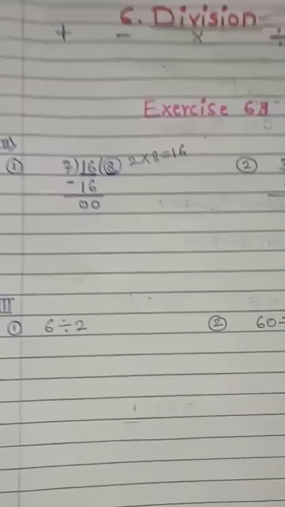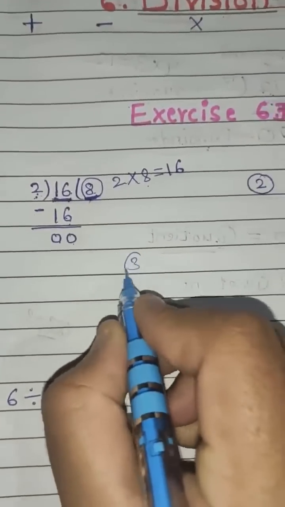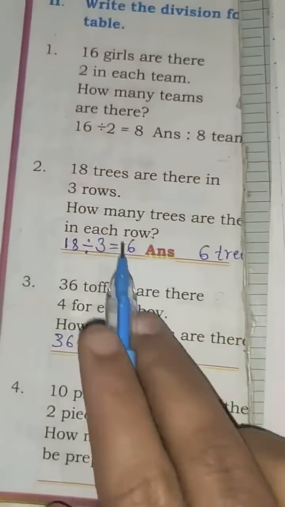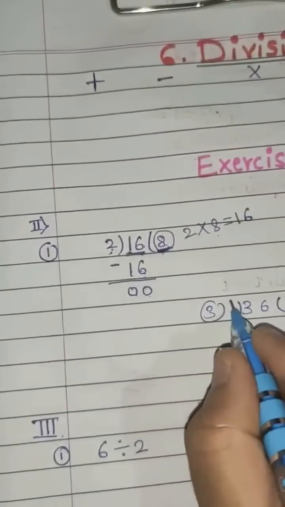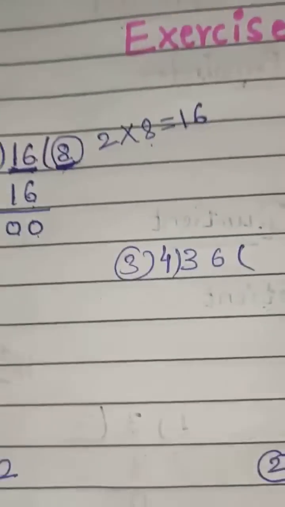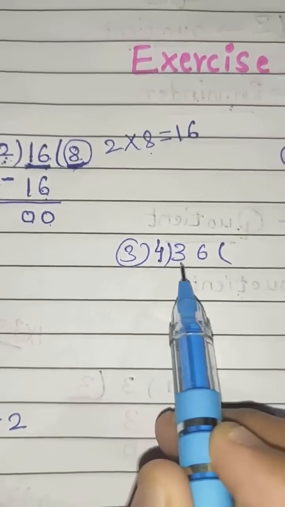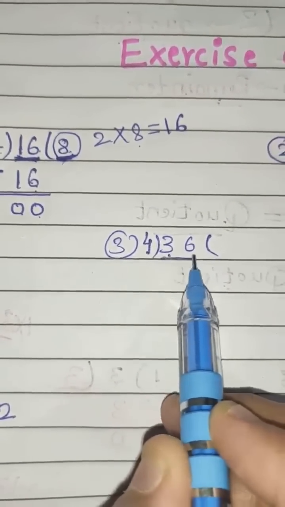Let's do it here. 36 divided by how much? 4. So 4. Okay. Now let's see here. 3 is smaller than the 4, so we cannot divide it. So let's take another digit. So it will become 36.